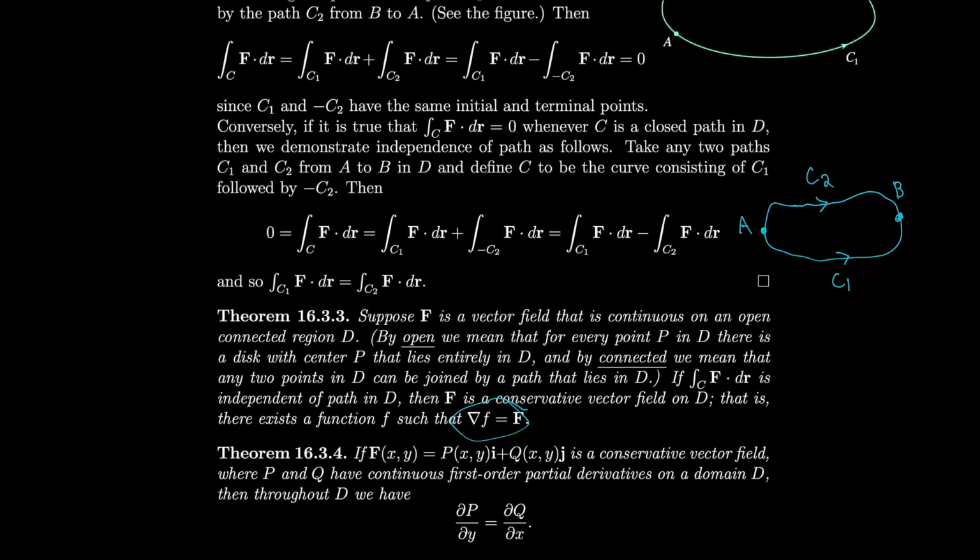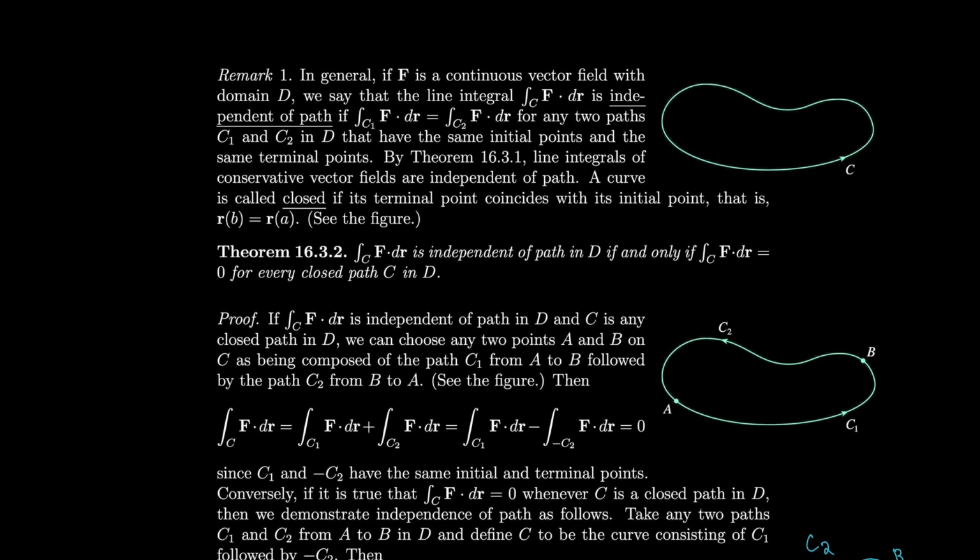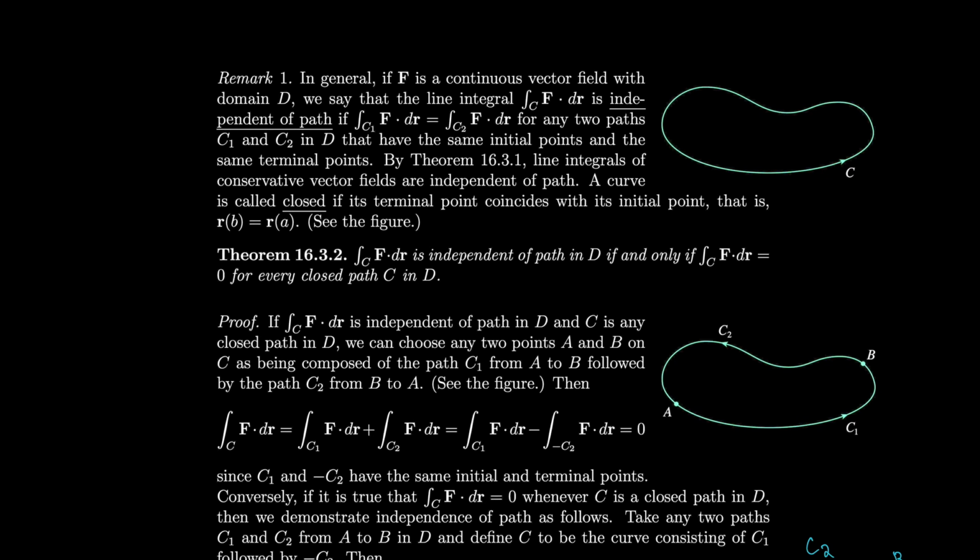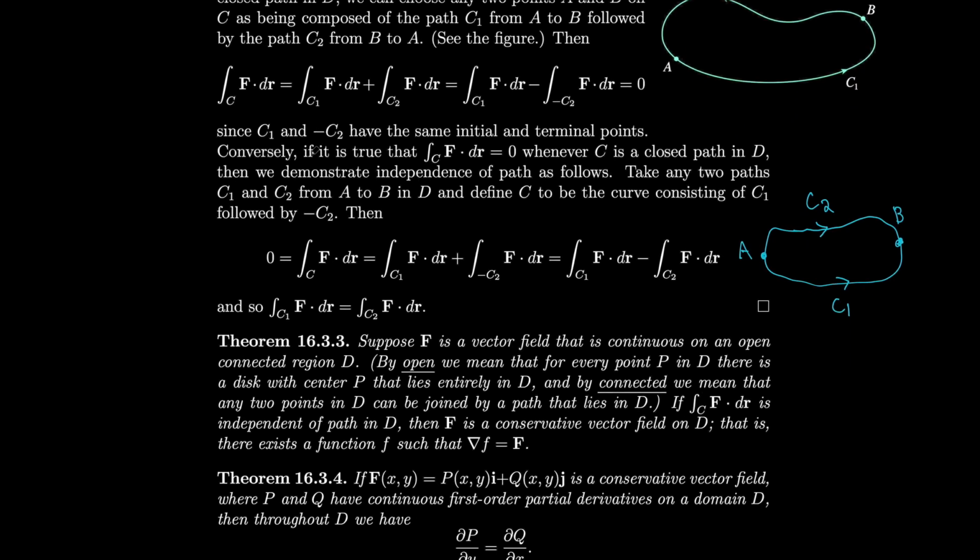So this is not the easiest thing to prove. Notice that we said before that if we have a conservative vector field, then when we take the line integral, we are automatically independent of path. However, the reverse is not necessarily true. If we're independent of path, we're not necessarily conservative. We need a little bit of an extra criteria.